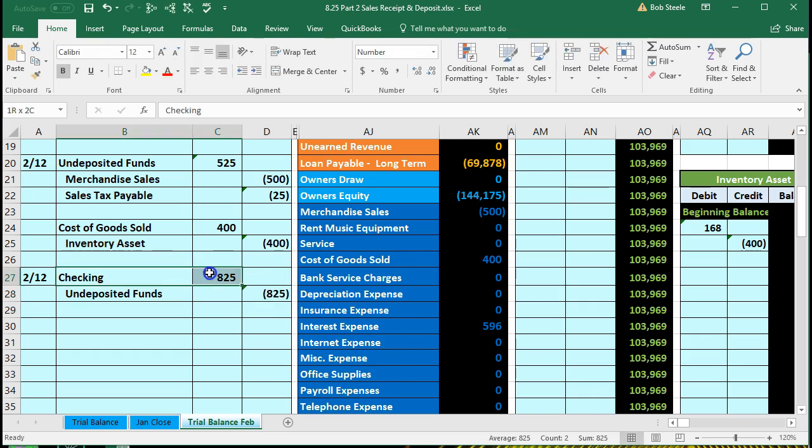We're going to debit the checking account. We're going to credit undeposited funds for that $825. So now we're going to record this. We have journalized the journal entry into the general journal, and we'll go through the process of posting this to the general ledger.